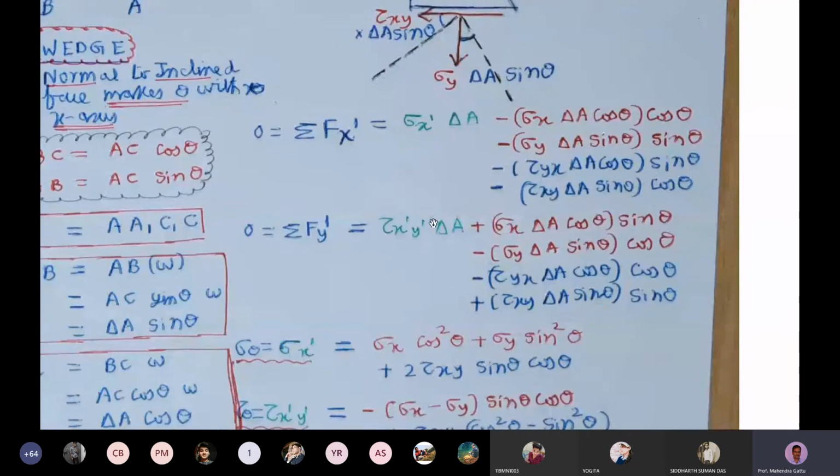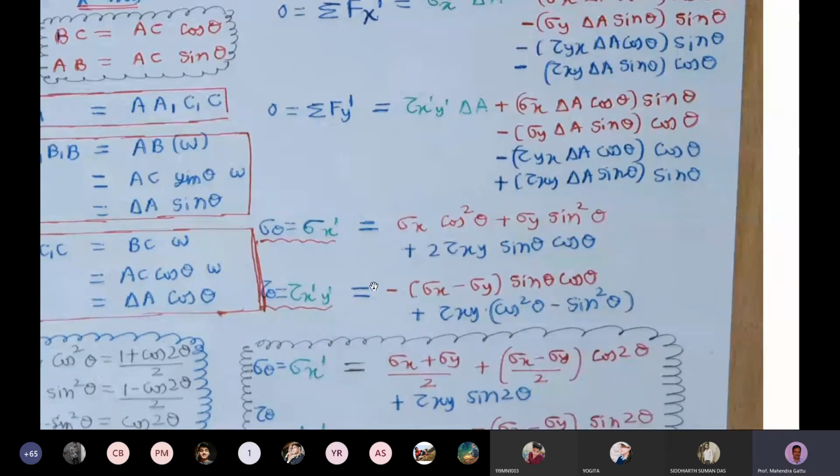So these are simply obtained from the force equilibrium equations. And what we'll do, we will take the delta A term out and send all these terms to the right hand side. Similarly, we'll send all these terms to the right hand side. So we'll get sigma x prime is equal to sigma x cos square theta plus sigma y sin square theta plus 2 tau xy sin theta cos theta, because tau yx is same as tau xy.